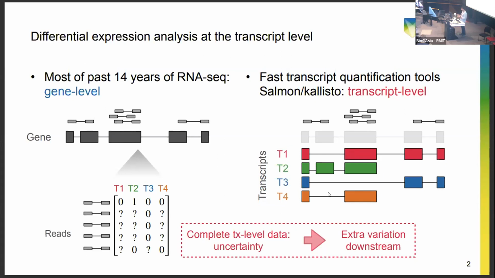And that's because there is a high level of sequence homology among transcripts in your annotation. When you try to summarize those data into a matrix of assignments of reads to transcripts, we have lots of uncertainty there. And when we think about uncertainty, we think about missing data, we think about extra variation that will be carried to our downstream analysis.